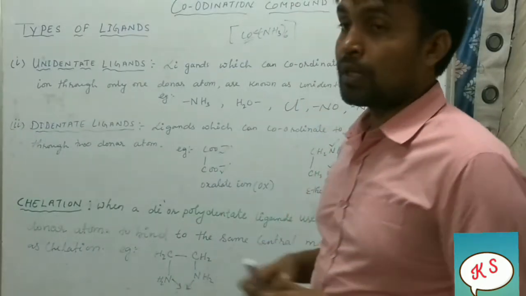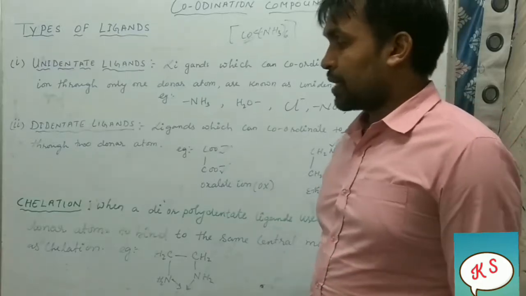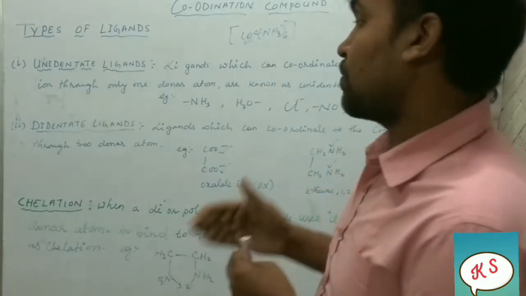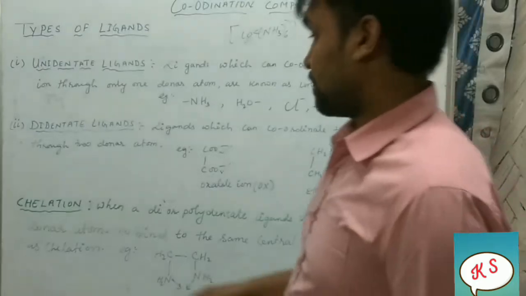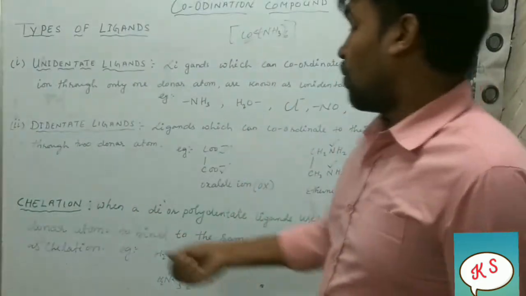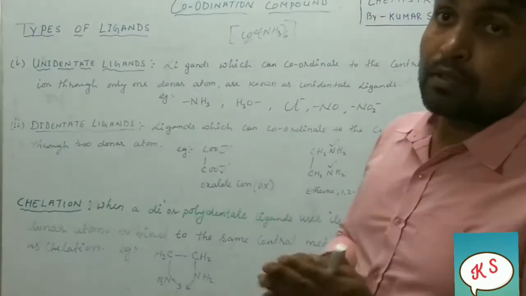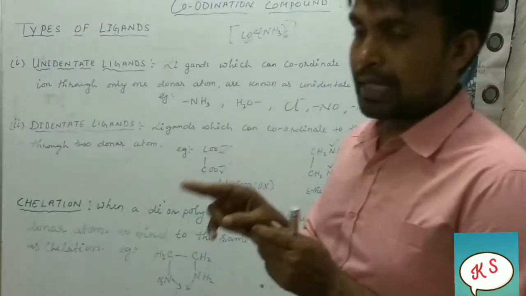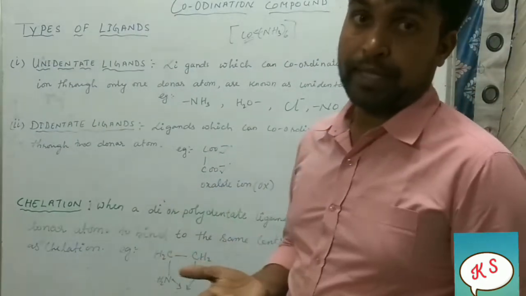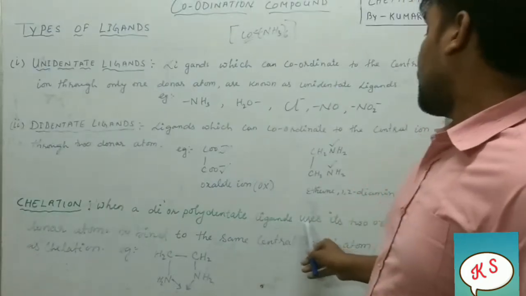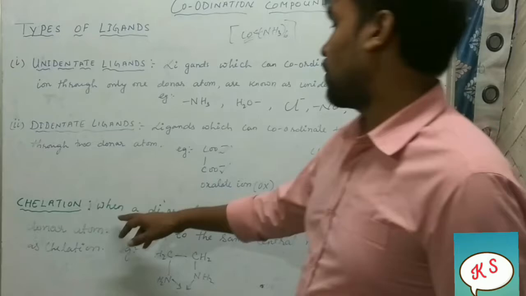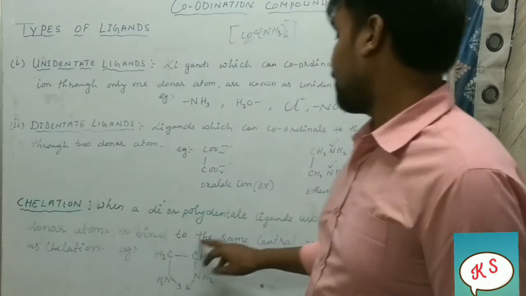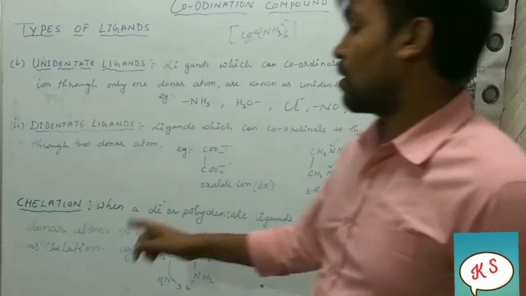Now moving on. The next topic we are going to discuss today is chelation. So what is chelation? First, let us try to understand, then we will go into the detail. When a di or polydentate ligand, di or poly meaning those ligands having two donor sites or more than two donor sites, uses its two or more donor atoms to bind to the same central metal atom, it is called chelation.